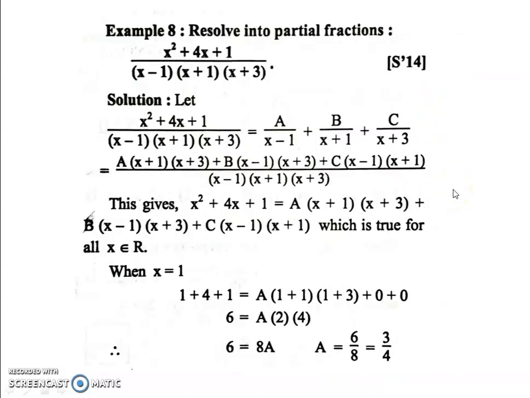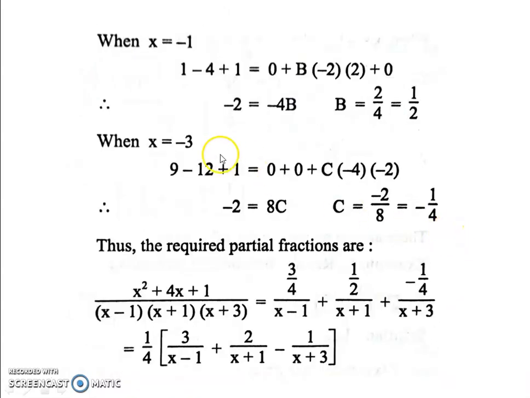To find the C value, put x equal to minus 3 in this expression. So A and B are 0, but for C it is (minus 3 minus 1)(minus 3 plus 1), and instead of x we have to put minus 3. So x equal to minus 3: 9 minus 12 plus 1, that is 0. C into minus 4 into minus 2. So minus 12 plus 1 is minus 11, plus 9 is minus 2. Minus 4 into minus 2 is plus 8, C into 8. 8 goes this side, so minus 2 upon 8. The answer is minus 1 upon 4.